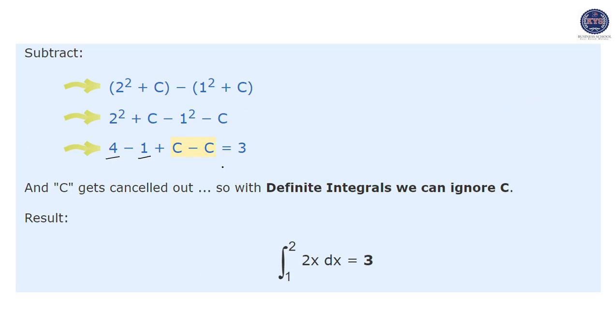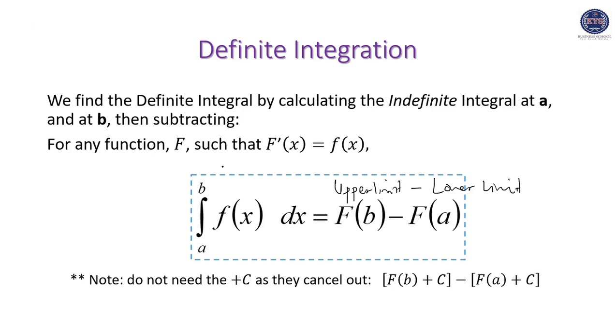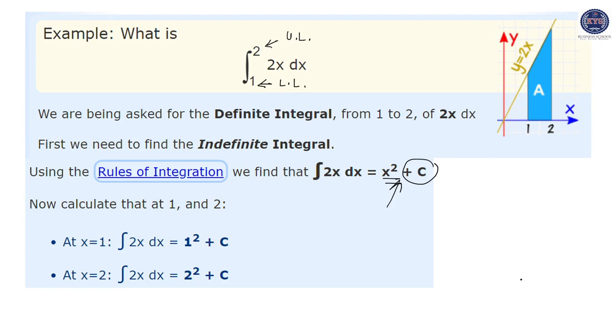Why is there no C here? Because here we do not need to put plus C as they cancel out. F(b) plus C minus F(a) plus C. If you open the bracket, you get minus C here, so C minus C is 0. So there is no need to put plus C. For this example, I worry some of you may be confused about where the C went.